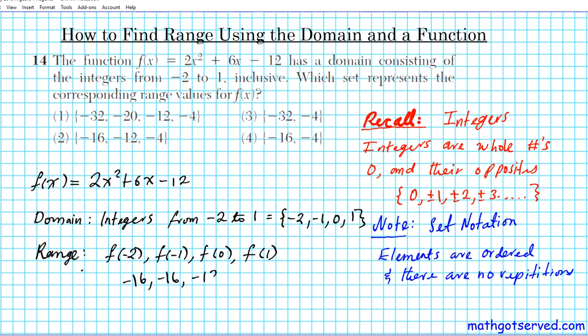Now, if you want to write this in set notation, how are we going to organize these elements? Remember what we indicated earlier, that they have to be ordered in increasing order and there are no repetitions. Okay, so which is the smallest one? -16. So we start the range using set notation. It is going to start with the smallest, -16. We have two -16s, but in set notation you do not repeat identical elements. Increasing to -12 and then -4. Ladies and gentlemen, this is the range given this domain from -2 to 1 inclusive. The answer to question 14 is option number 2.